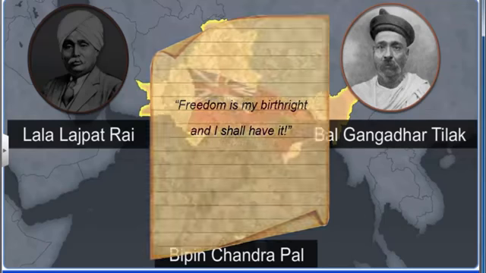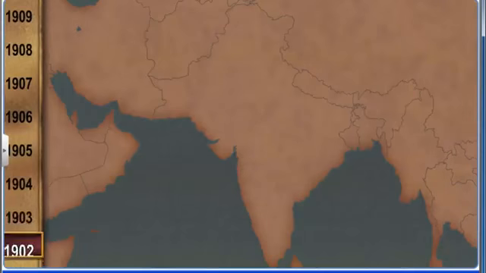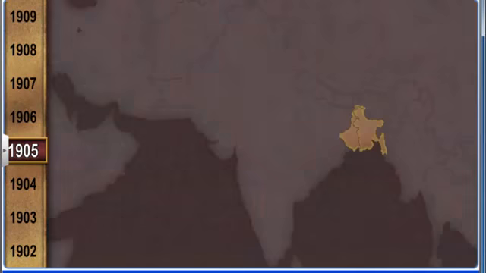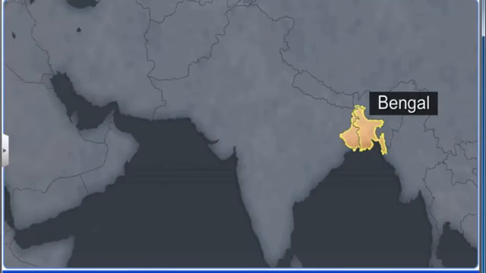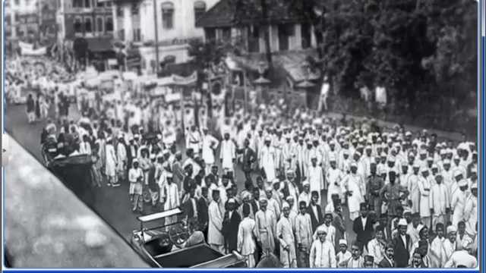In 1905, the British partitioned Bengal, citing administrative convenience, while their actual motive was to create a rift among the Bengalis and also to restrict the influence of the Bengali politicians. This act enraged Indians, and both the moderates and the radicals from the Congress organized movements and meetings against this in different parts of India.